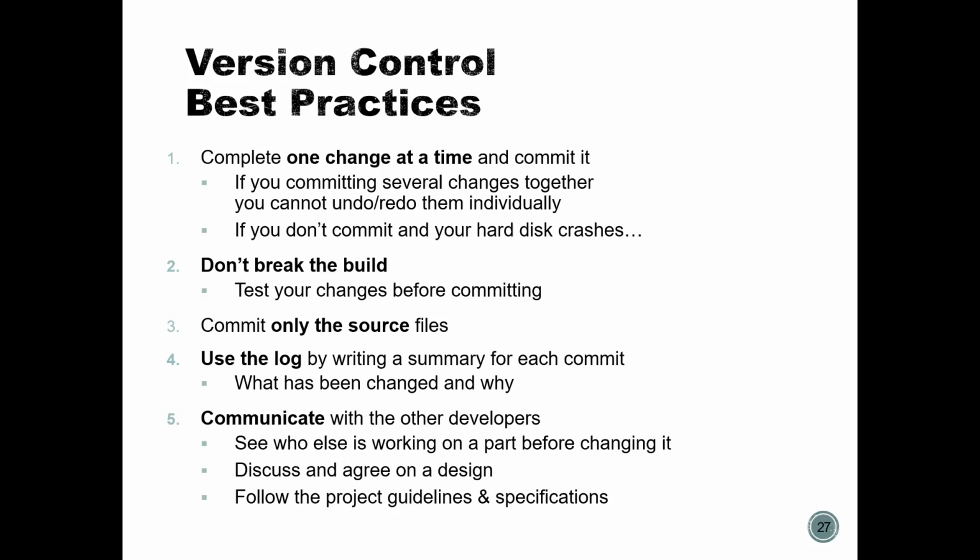And always commit the source file. The source file is the most important thing because it takes a lot of time to develop a particular source code. And always use the log by writing a summary for each commit: what has been changed and why? Sometimes when you refer to your own code, it may take some time to understand what and why you have done these changes. And for another person who was not involved in this development, it will be very easy to understand what this change means.